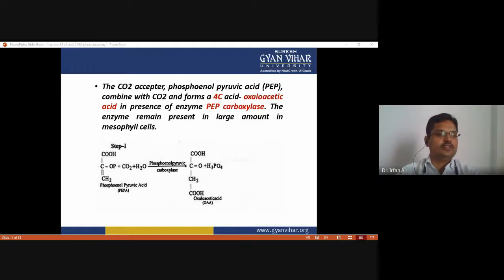This is the structure of phosphoenol pyruvic acid, and CO2 plus H2O, and the enzyme is phosphoenol pyruvic acid carboxylase, and it gives oxaloacetic acid. So this is the first reaction of the C4 pathway or Hatch-Slack pathway.